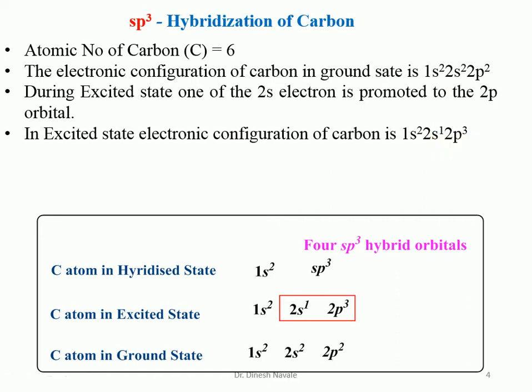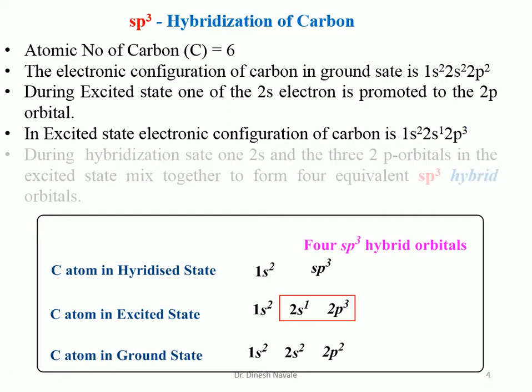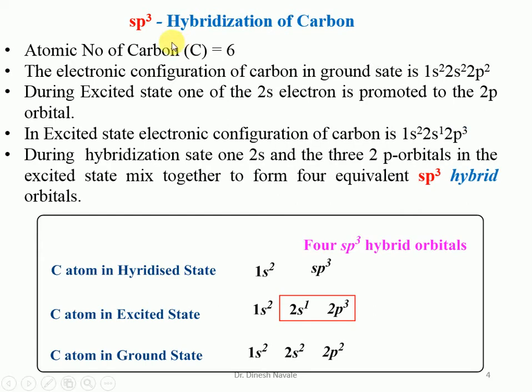In the excited state, we have already discussed that one of the 2s electrons goes into the 2p orbital, giving 1s2, 2s1 and 2p3 as the electronic configuration. And during the hybridization state, we are going to discuss sp3 hybridization. So we require one s orbital and three p orbitals. One 2s and three 2p orbitals will be combined, giving the formation of four equivalent sp3 hybridized orbitals. This is the representation of the hybridization of the carbon atom in the sp3 state.